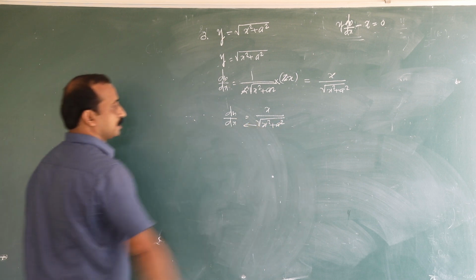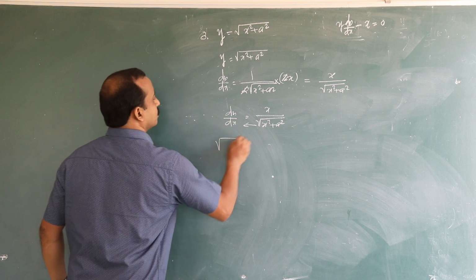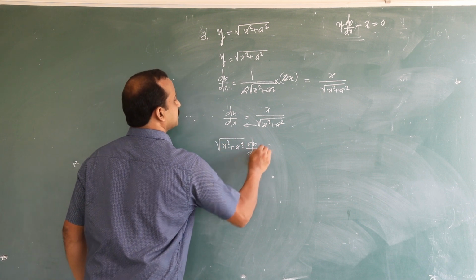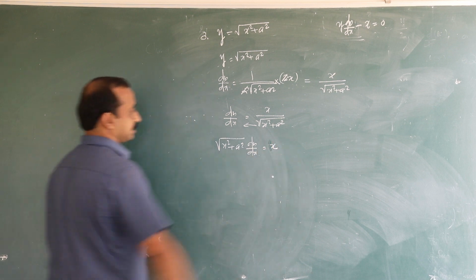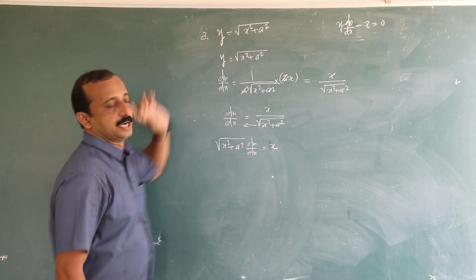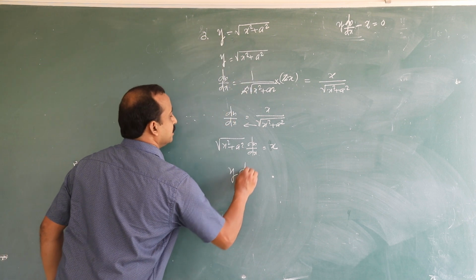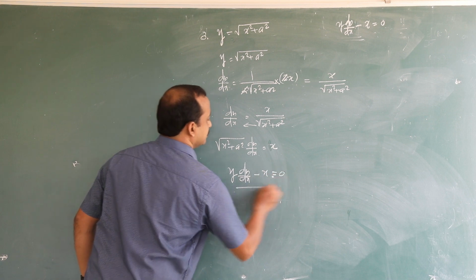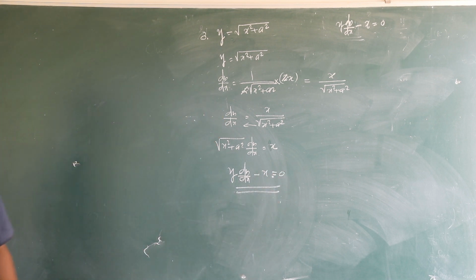Now cross multiply this term. You get root of x square plus a square into dy by dx is equal to x. Here, given root of x square plus a square as y, and therefore we get y into dy by dx minus x is equal to 0.